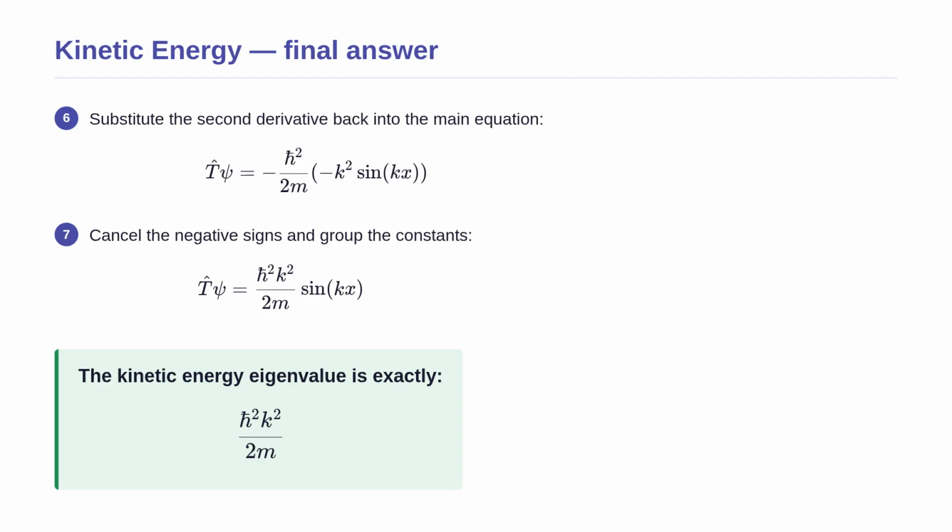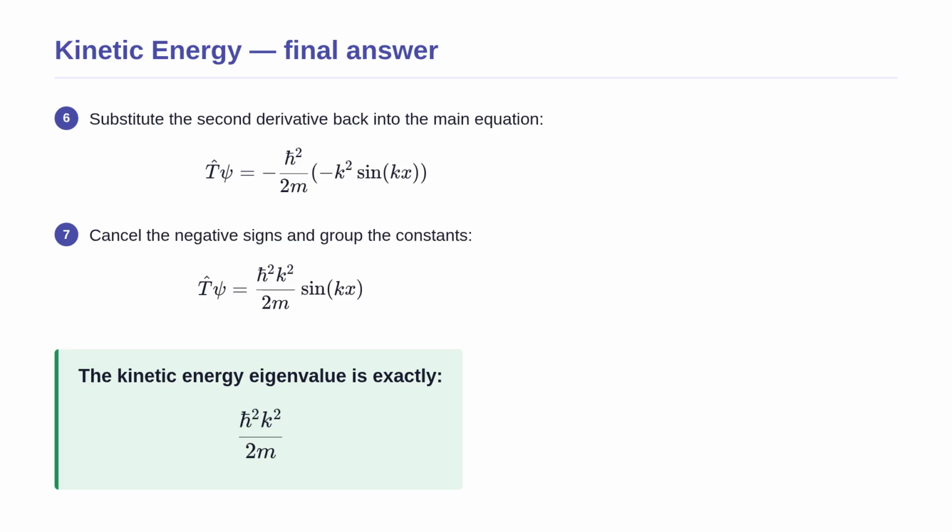Finally, we substitute our second derivative result back into the main kinetic energy equation. We now have a negative sign from the operator formula and a negative sign from a calculus derivative. These two negative signs cancel each other out to become positive. The original sine wave function is perfectly intact at the end of the expression.